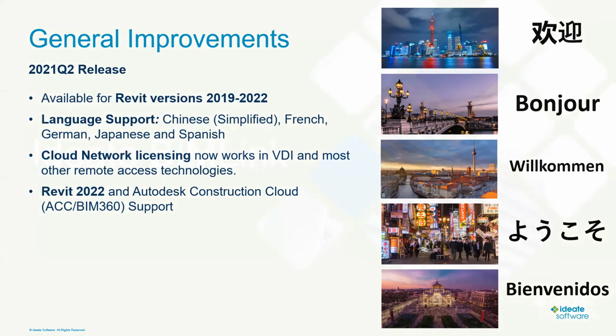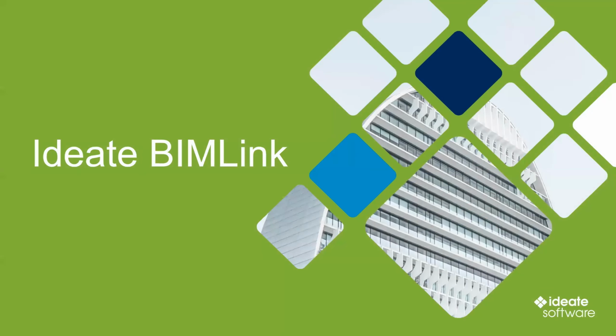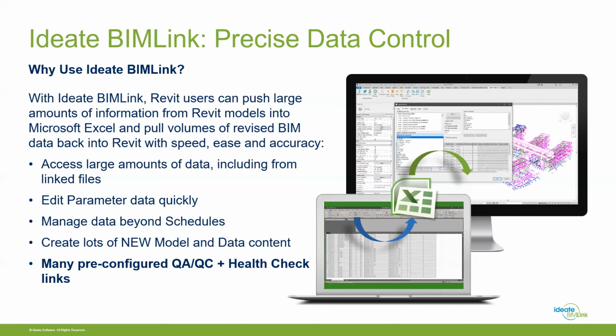Okay, so the part that I'm going to be focusing on today is going to be Ideate Bimlink. And real quickly, before I give you the demo here, just talk about Bimlink for a moment. The beautiful thing about Ideate Bimlink is we are getting you access to a large amount, and I mean a large amount, of your Revit model data. So the interface within Bimlink can give you access to that data, and then you can take that information out of the Revit model to Microsoft Excel.